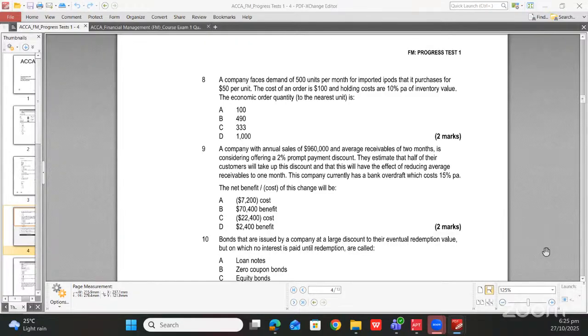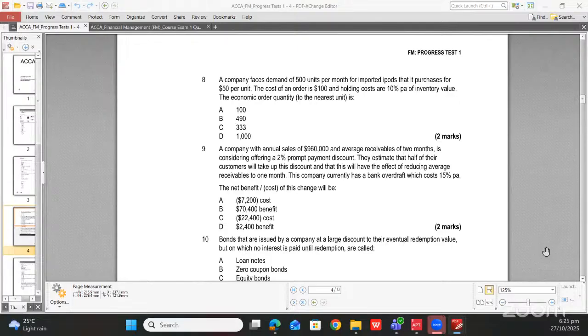But in order to save the 12,000, they're going to be giving up a discount. They're going to be reducing the amount they would have to collect. What did they say? 2% discount and half of the customers going to take up that. I mean, out of the $960,000, half of those people are going to get a 2% discount. So that's going to be a cost to them. So half of 960 is 480, and then 2% of the 480 is what we're going to do. So we say what? 2 times 4.8, so 9,600, right?